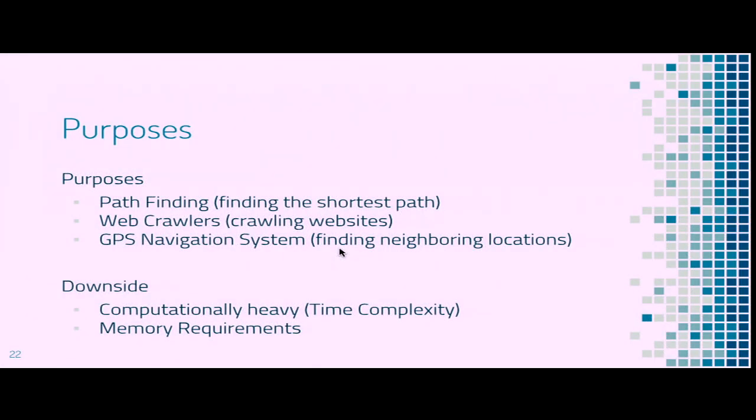Like I said, the purpose is pathfinding and web crawlers. For example, Google: you have a website, how does it know how to map all your internal links? It will go to your homepage first, grab all your links and keep traveling down until it explores your entire website. Then for a GPS navigation system, I give you my GPS location, and it finds which bus stop is the closest to me, for example. But the downside is it's computationally heavy and there's a memory requirement because it's linear, which is the more nodes you have, the more memory it requires. So it may not be very suitable for the traveling salesman problem.